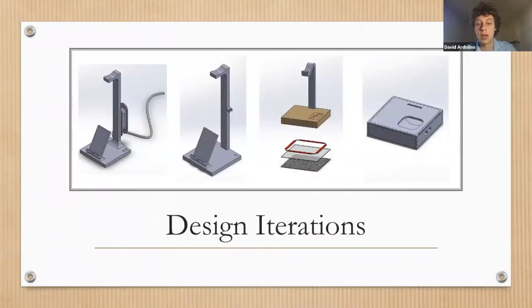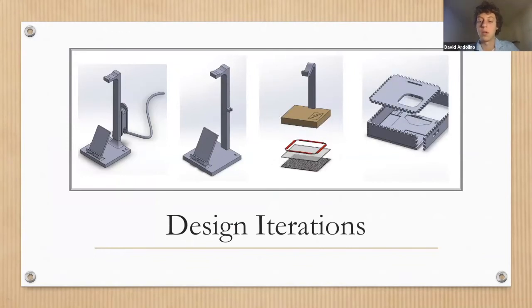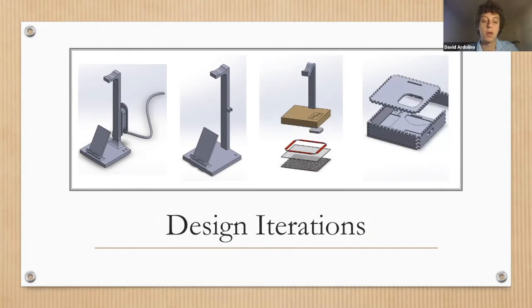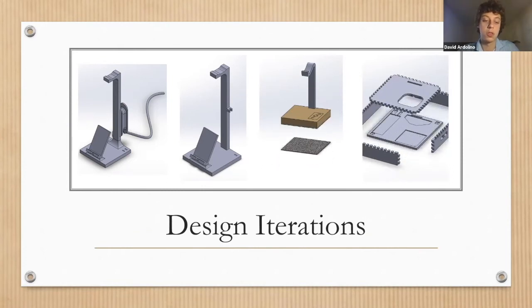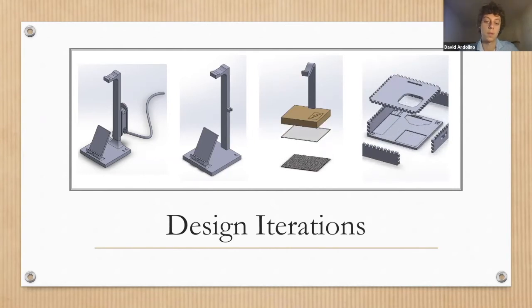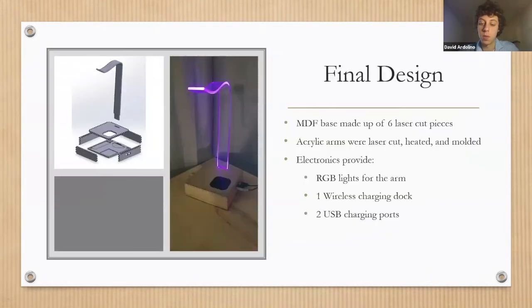So the design iterations, as you can see, after testing out each prototype, we removed any features that seemed unnecessary and just tried to slim it down. And we wanted to adjust the size to make it more compact so it wouldn't get in the way of the customer. The final design features a wireless charging bed on the top of the base, 2 USB charging ports, and an RGB light with a color changing remote.